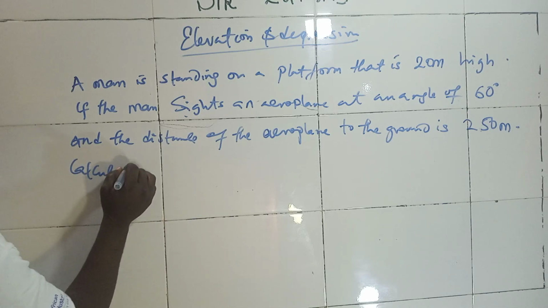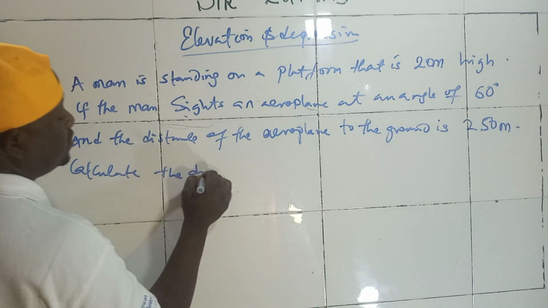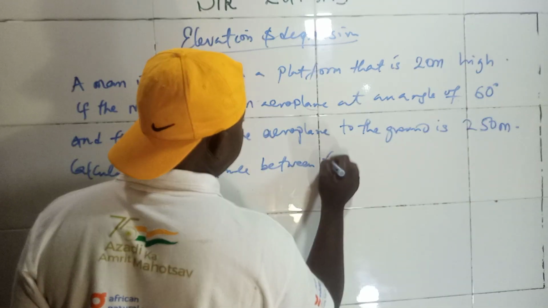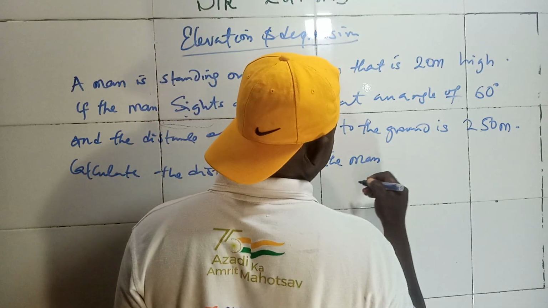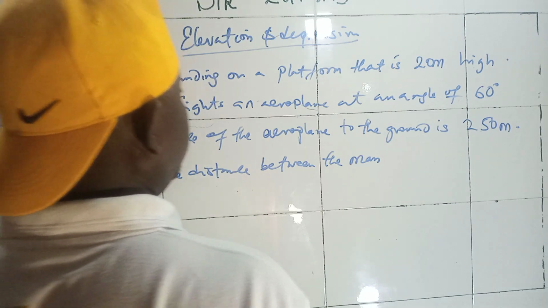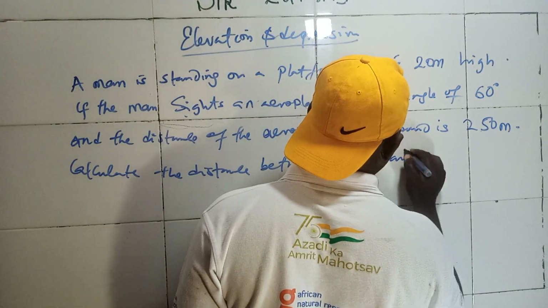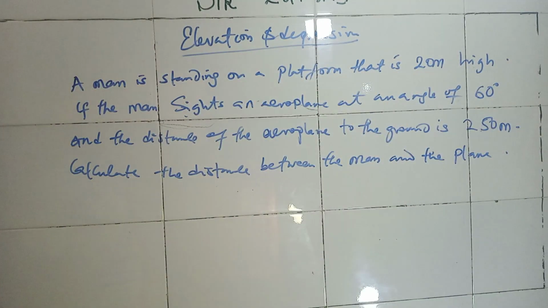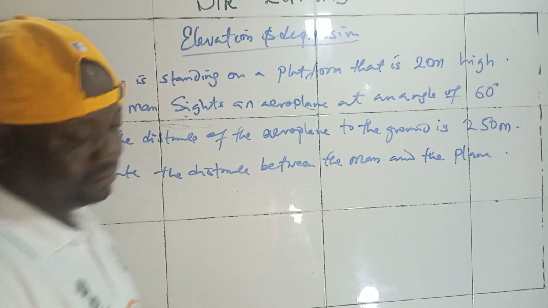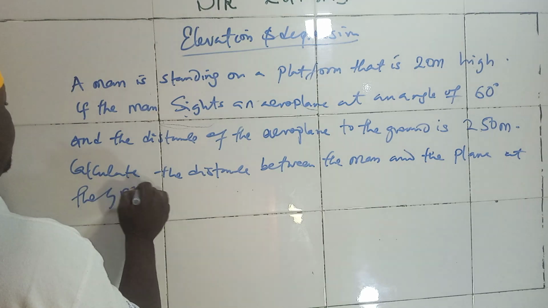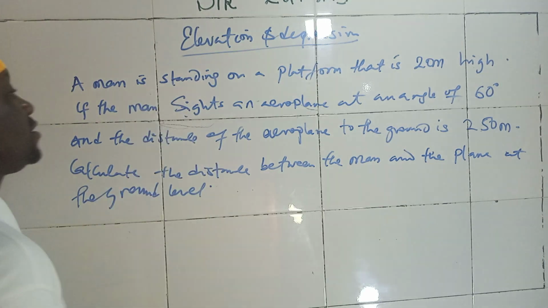Calculate the distance between the man and the plane at the ground level. At the ground level. Now let's solve it.